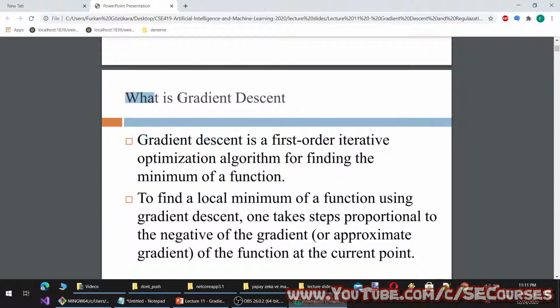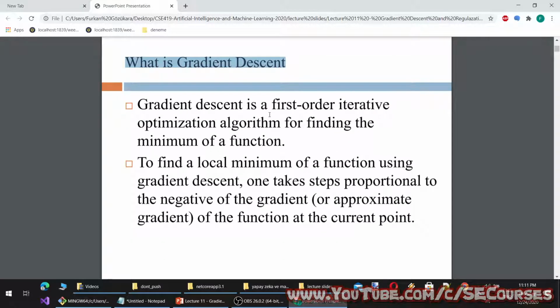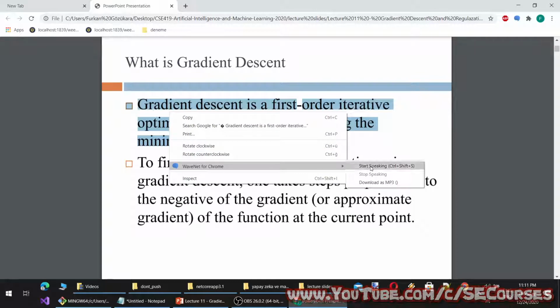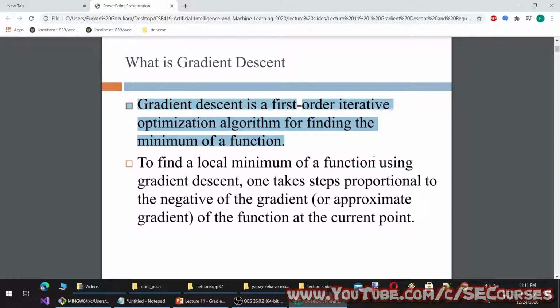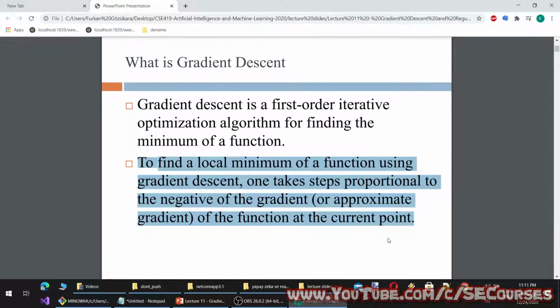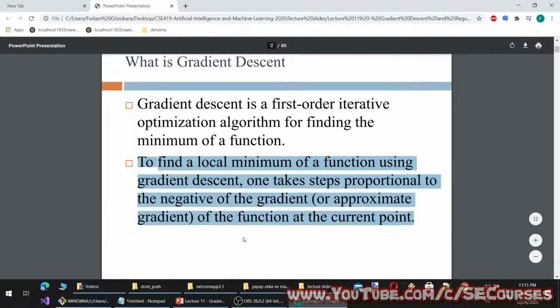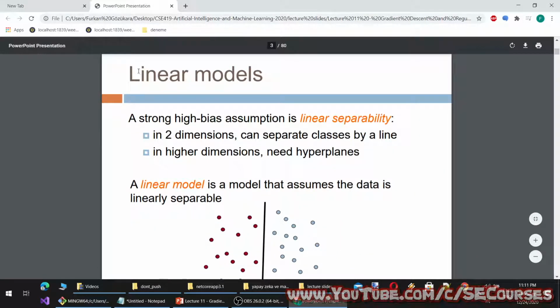So let's read this again. What is gradient descent? Gradient descent is a first-order iterative optimization algorithm for finding the minimum of a function. To find a local minimum of a function using gradient descent, one takes steps proportional to the negative of the gradient or approximate gradient of the function at the current point. All right, then let's continue.